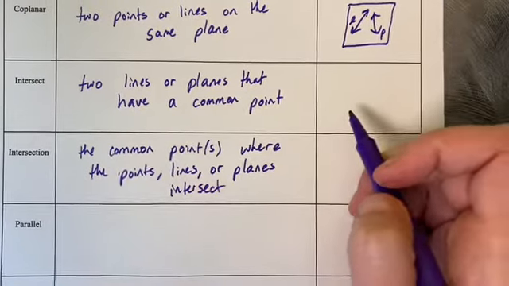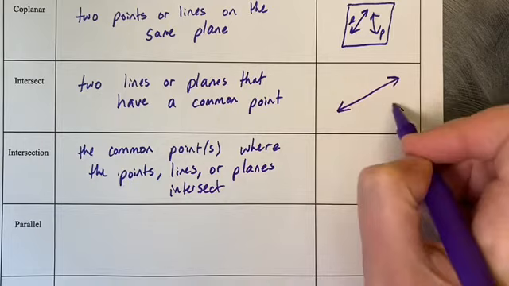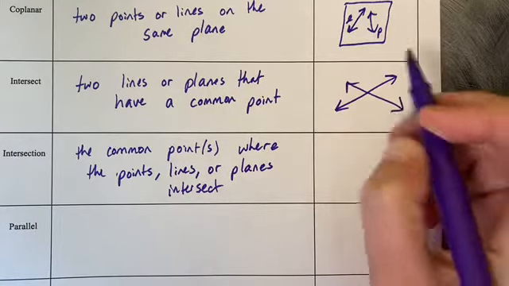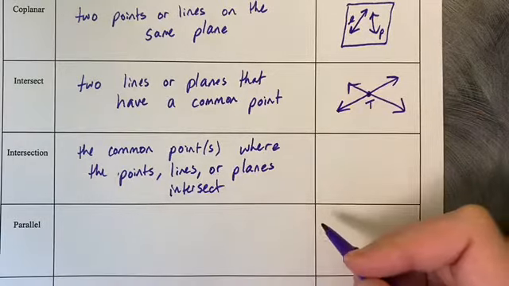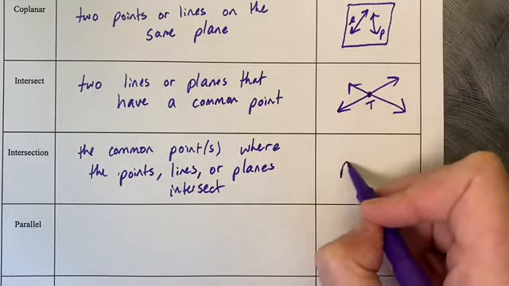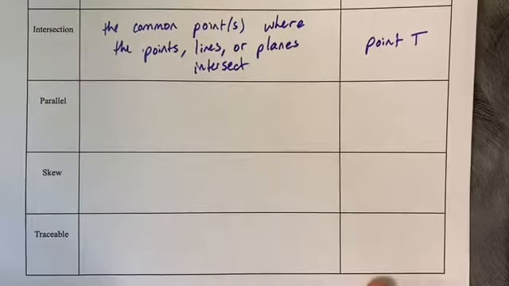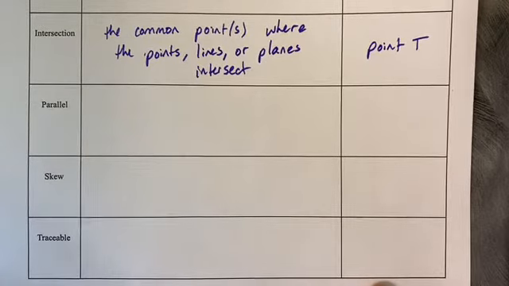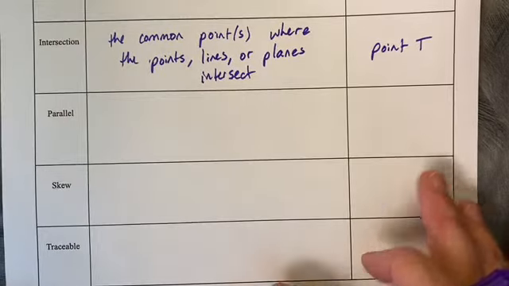So I'll kind of do the pictures together. Let's just do the traditional one. If you've got two lines that intersect, we'll call this point T. So the intersection is point T. Parallel lines are two or more lines that never intersect and are on the same plane.